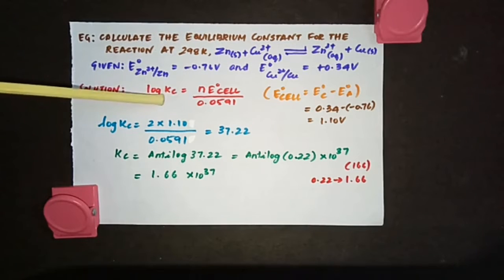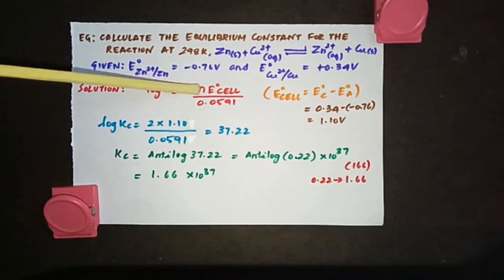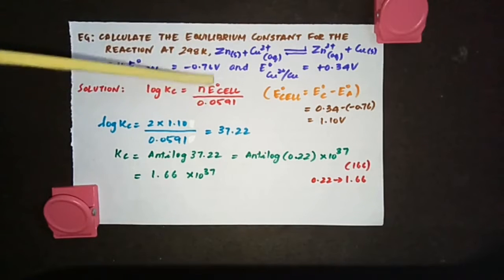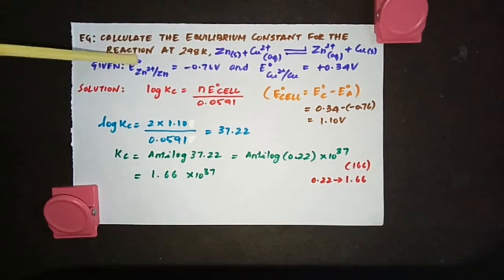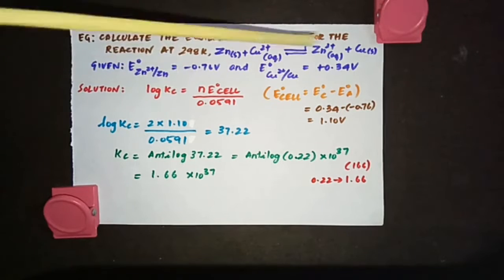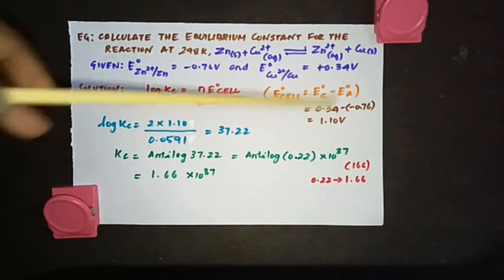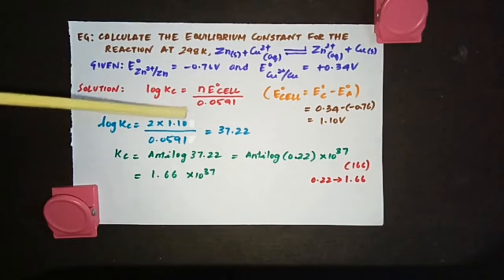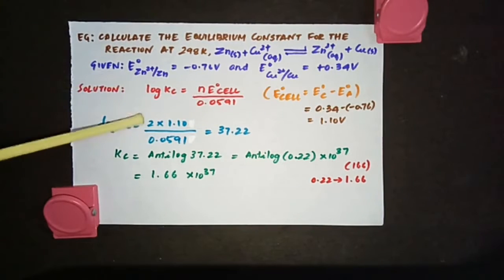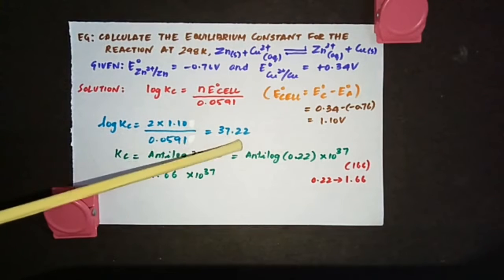Log Kc is equal to n E naught cell divided by 0.0591. What is the n value? 2 electrons, so 2. And E naught cell, in the previous question they gave you directly. Here they have given you the cathode and the anode. This is cathode, this is anode. So from the values you know which is cathode and which is anode. Smaller value is anode. So E cathode minus E anode, 0.34 minus minus 0.76, you're getting 1.1 volt. So that is the E naught value. So 2 into 1.1 divided by 0.0591, you're getting 37.22.